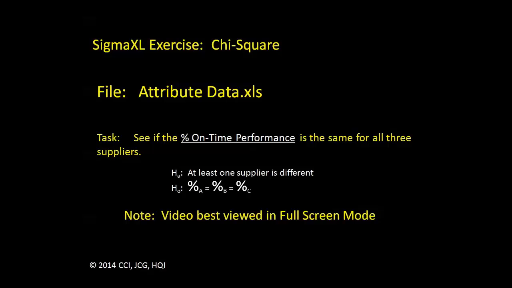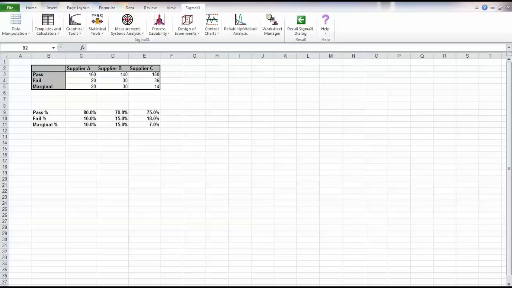Our alternative hypothesis is set up like before, that at least one of these groups is different. And the null hypothesis will be that the percentage on-time performance is the same for suppliers A, B, and C. Let's open our file and get started.